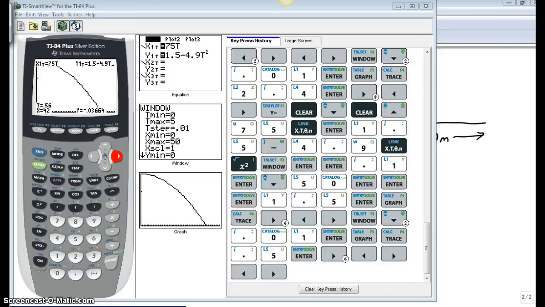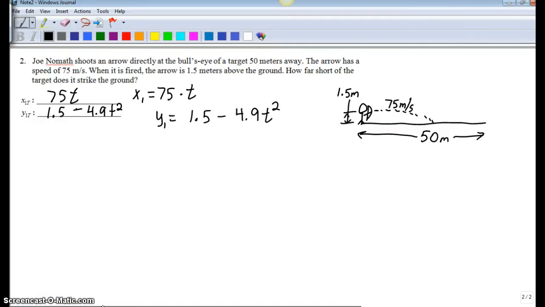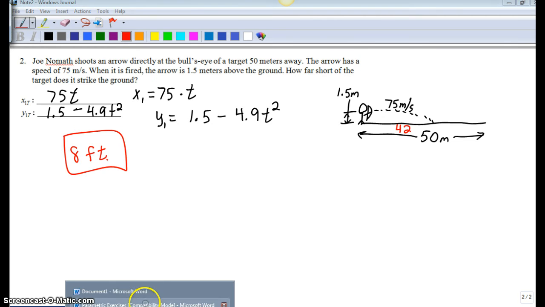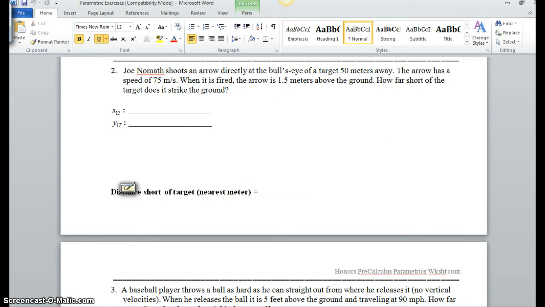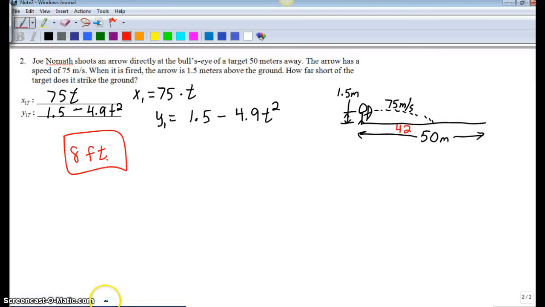So we're going to go back to the problem. We know that we traveled 42, so this distance here was 42. Target was 50. And let's see, difference is 8 feet. So, have we answered the question? Yes. I believe there was a box for it. Distance toward the target to the nearest meter, so I should probably label that correctly. How about not feet, but meters.